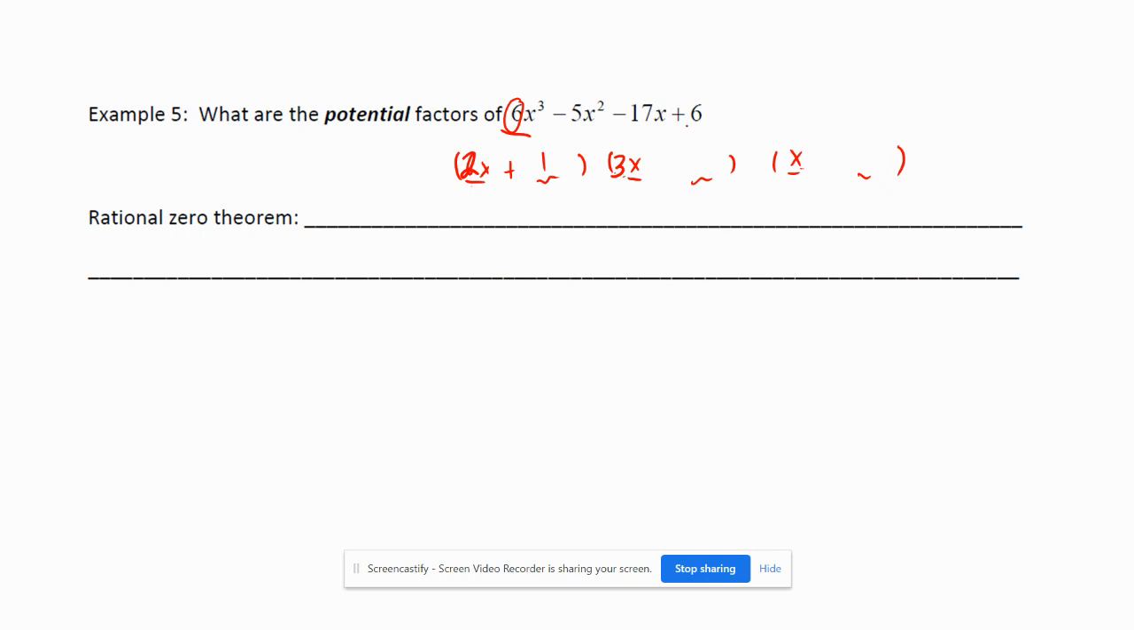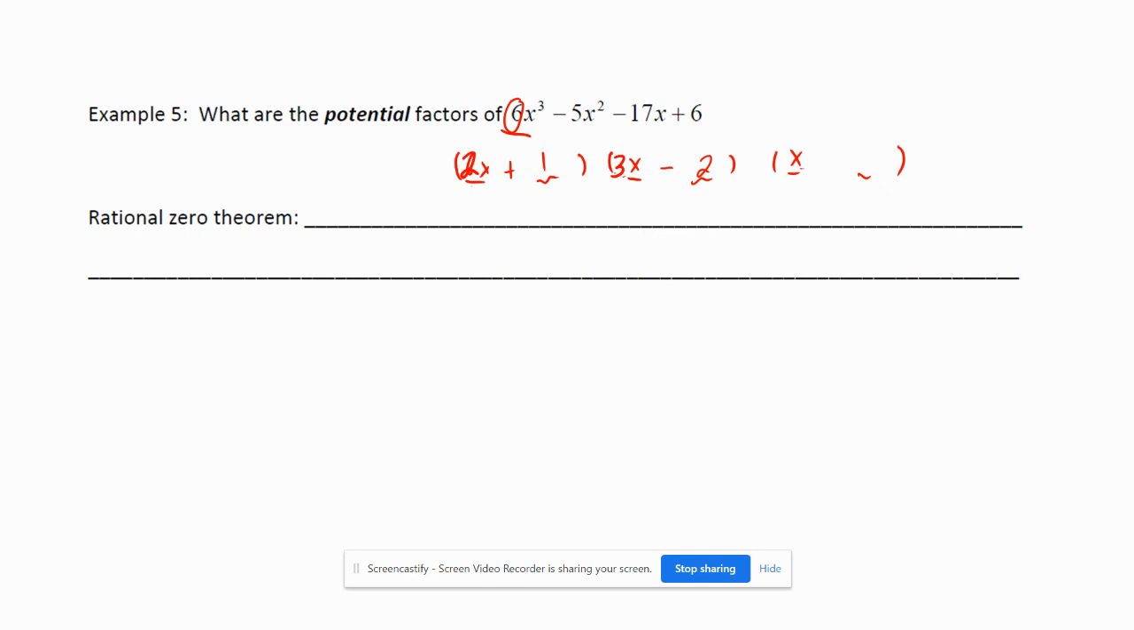Yes, because 1 is a factor of 6, 2 is a factor of 6. Is 3x minus 2 a potential factor? Yes. This 3 is a factor of the leading coefficient. This 2 is a factor of the constant term.